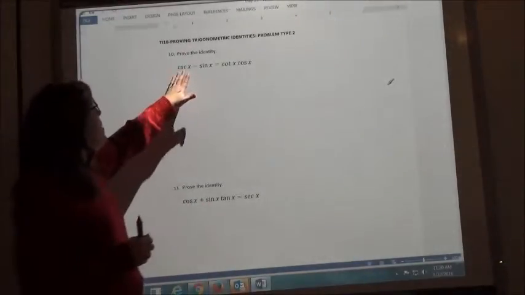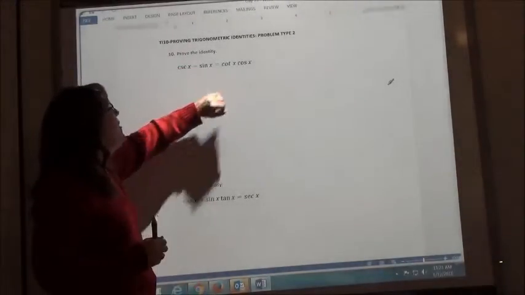10, 11, and 12, we're doing the same, proving trigonometric identities. These ones just get a little more complicated. The more you do, the easier it gets, because there's just a lot of little things you have to look for. But in this case, I want to try to combine cosecant of x minus sine of x into cotangent of x and cosine of x.